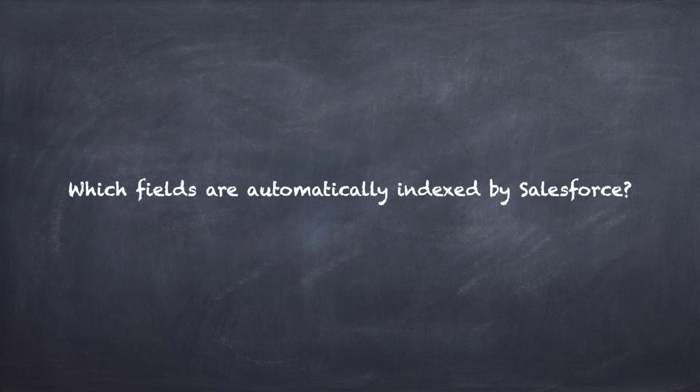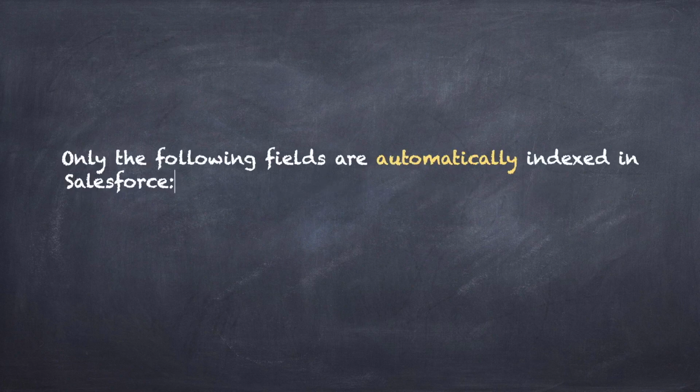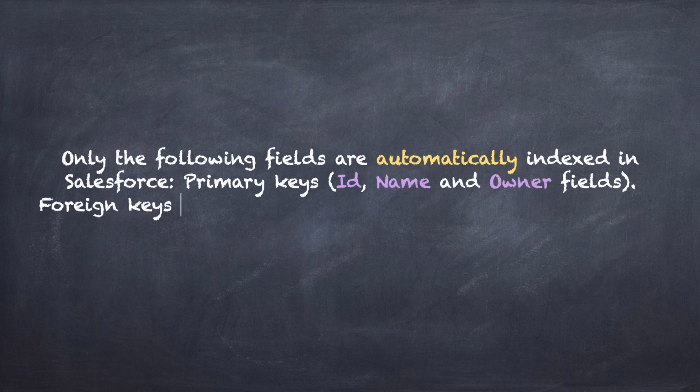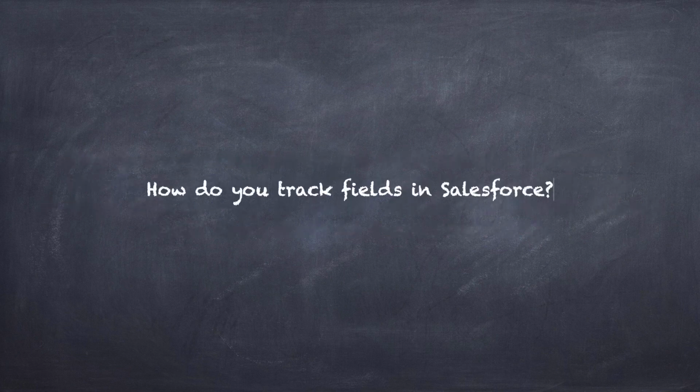Which fields are automatically indexed by Salesforce? Only the following fields are automatically indexed by Salesforce. These are the primary keys, ID, name and owner, foreign keys, lookup or master detail relationships, and audit dates like system mod stamp.